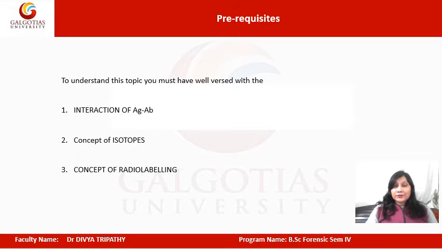To understand this topic, you must have knowledge of interaction of antigen and antibody, how the antibody reacts with antigen to form precipitin bands, and what should be the quantity of antigen and antibody to form visible precipitation. You should be aware of the concept of isotopes and the concept of radio labeling.